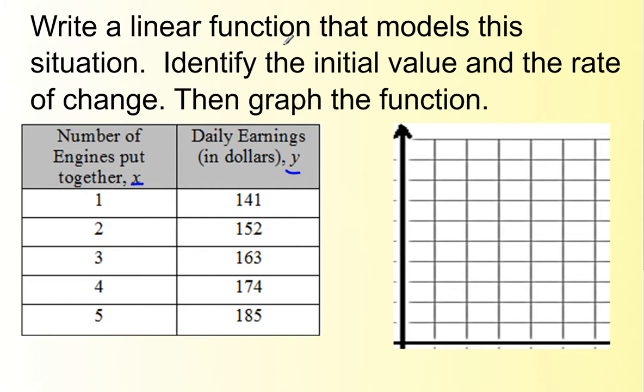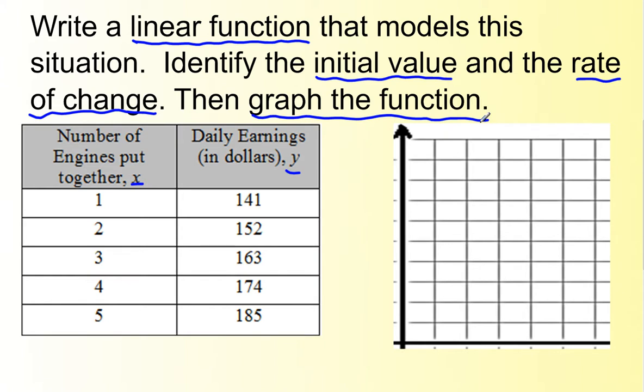Write a linear function that models this situation. Identify the initial value and the rate of change, then graph the function. So there are 4 things it wants us to do in this problem. It wants us to write a linear function. It wants us to identify the initial value and the rate of change, then graph the function. There's 4 things we have to do here, so it's going to take us a little while.